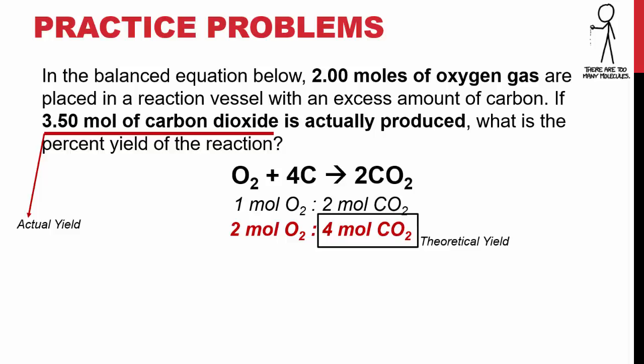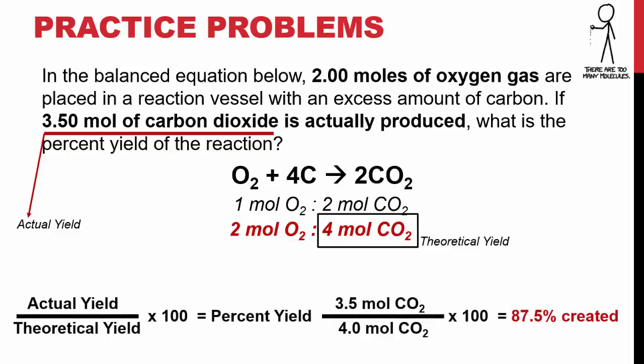So therefore, we could say with our actual and our theoretical that 3.5 over 4 times 100 tells us that 87.5% of our product was created. We lost the other 0.5 moles, or the other 12.5%, somewhere in the chemical reaction.